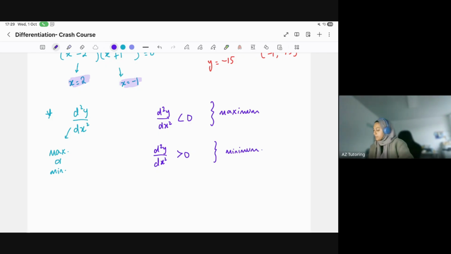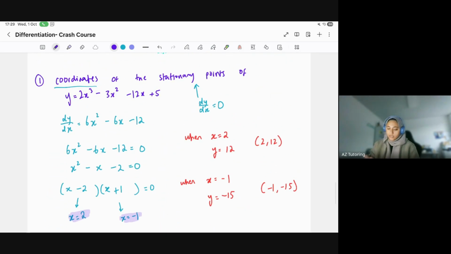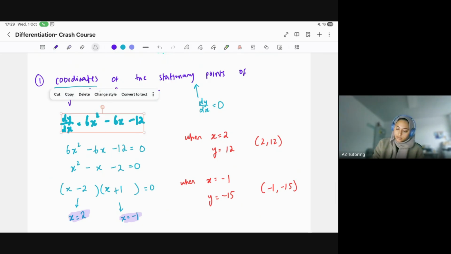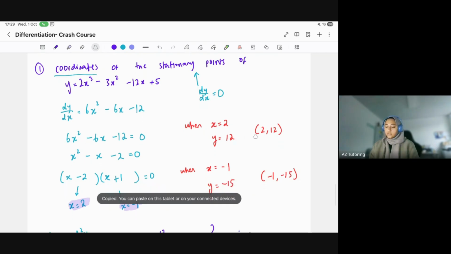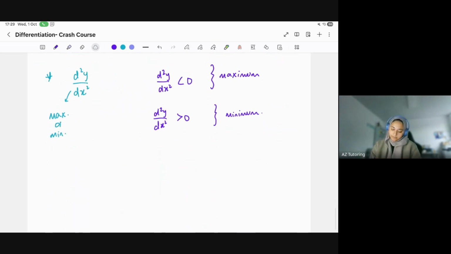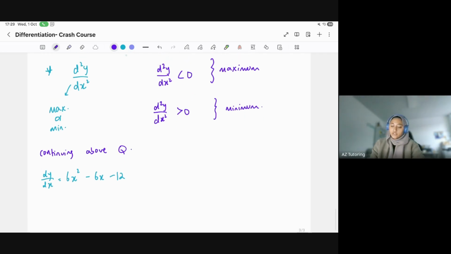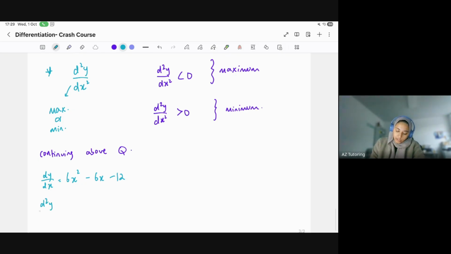So we'll do an example. We'll continue the last example actually, because they'll follow on quite nicely. So I'm just going to copy this down at the bottom. So these two stationary points I found, I just want to figure out, are they maximum or are they minimum points? So I'll just paste it over here. So I'll just say continuing above question. Okay, let's differentiate this again. So we're finding d2y over dx2. 6 times 2 is 12, decrease the power by 1, which is x.